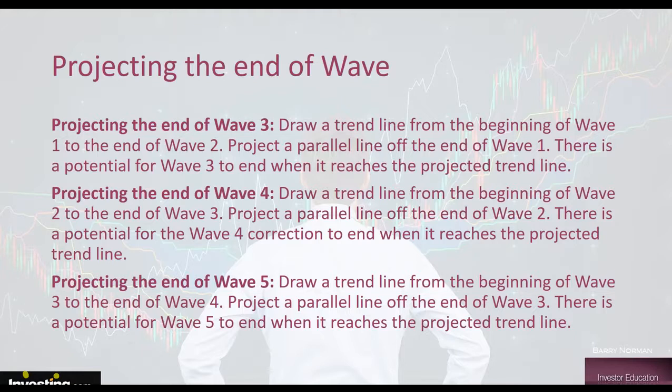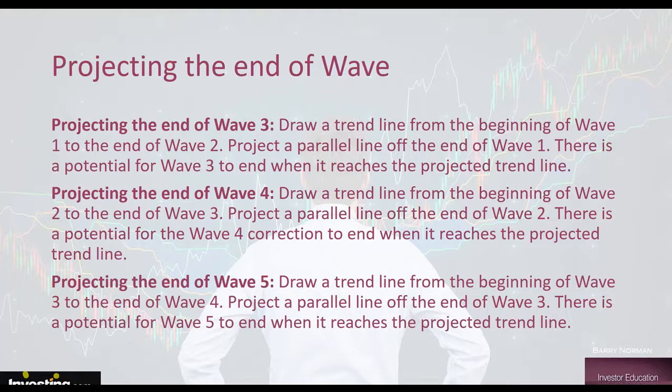So, projecting the end of wave 3: draw a trend line from the beginning of wave 1 to the end of wave 2. Project a parallel line off the end of wave 1. There is a potential for wave 3 to end when it reaches that projected line. For projecting the end of wave 4, draw a trend line from the beginning of wave 2 to the end of wave 3. Project a parallel line off the end of wave 2, and there's a potential for the wave 4 correction to end when it reaches that projected line.